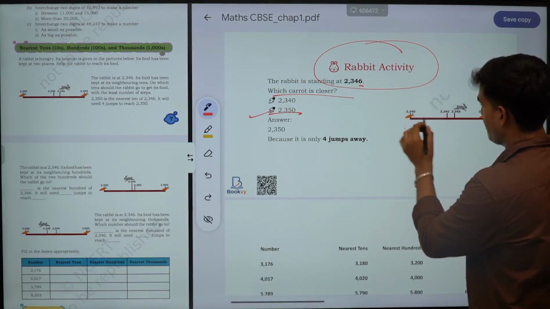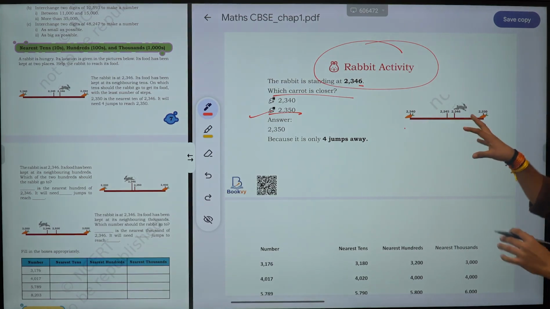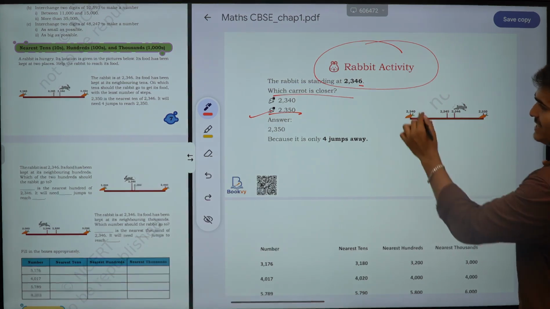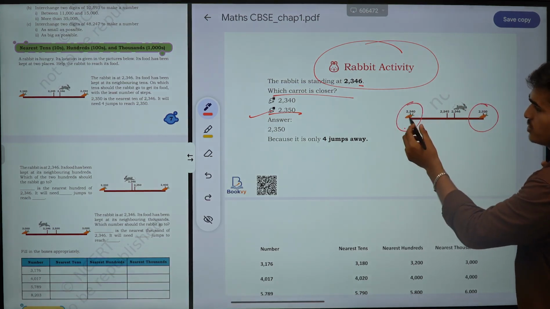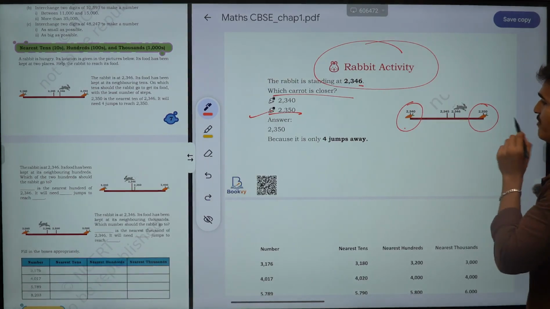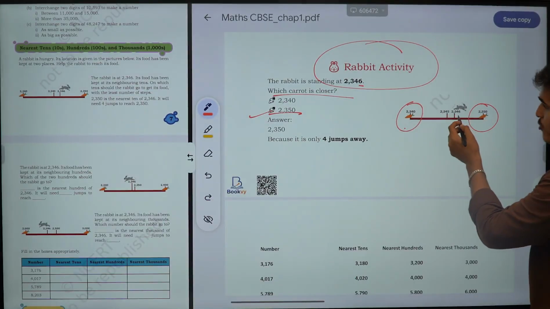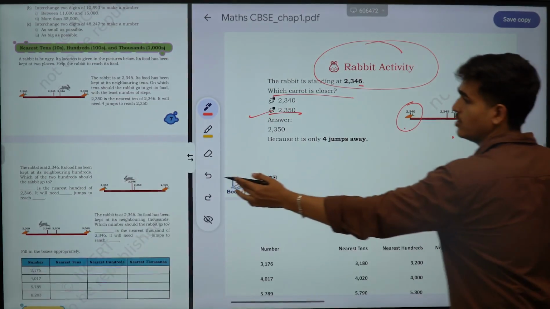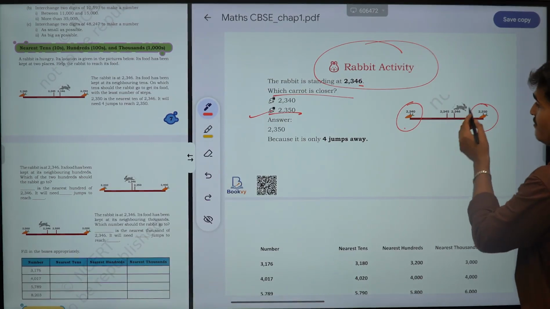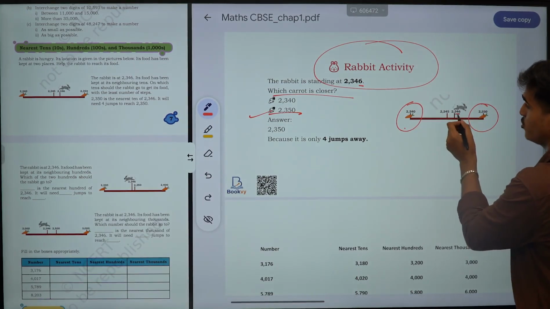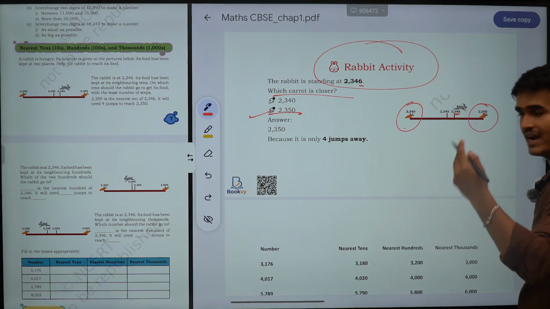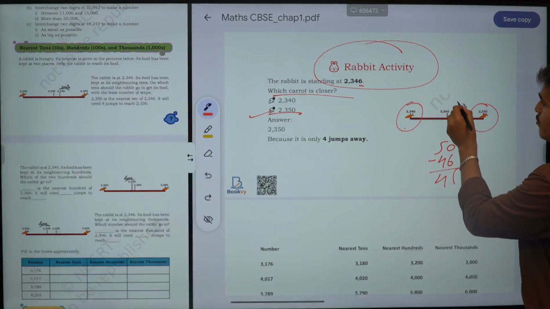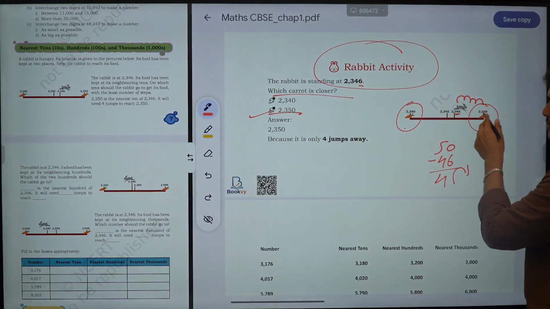See, here you can see a rabbit is at the position 2346. Okay, and there are 2 carrots placed here. One is at 2340 and the other at 2350. If the rabbit jumps from 2346 to 2350, it will take 4 jumps. How, sir? You see these two numbers, 46 and 50. What is the difference? 4, right? 50 minus 46 is 4. So it only takes 4 jumps, like 1, 2, 3, 4, to reach that carrot.